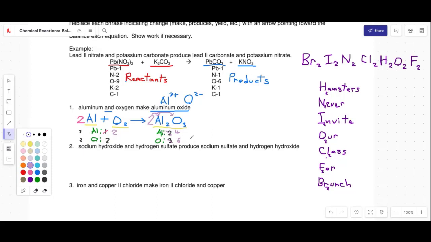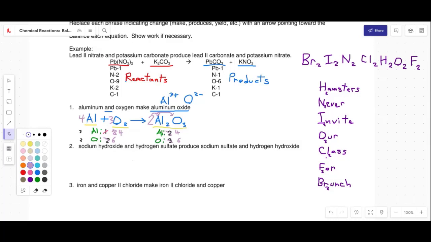Well, now I'm unbalanced again on both fronts. So I'm going to have to rebalance the aluminum. So what do I do to rebalance the aluminum? You put a 4 in front of that, and then you put a 3 in front of the other oxygen? Exactly. I put a 4 in front of the aluminum. That'll change this to 4. And then I put a 3 in front of the oxygen. That'll change it to 6. Cool.